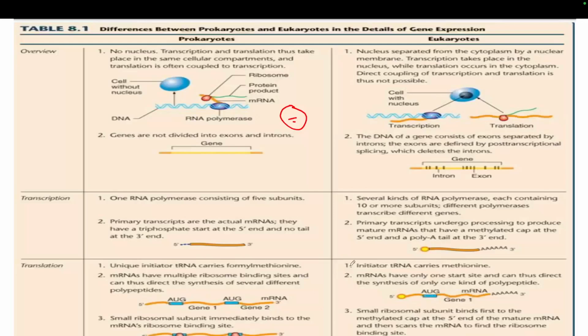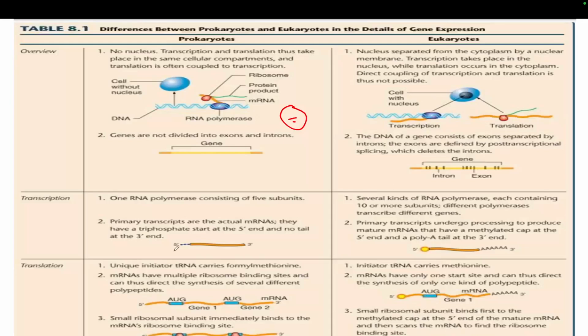Okay, but in case of the eukaryote, the transcription and translation locations are different, so that's why mRNA has only one start site and can direct the synthesis of only one kind of polypeptide chain. And in case of prokaryote, the small ribosome subunit immediately binds to the mRNA ribosome binding site, and in case of eukaryote, the small ribosomal subunit binds first to the methylated cap at the 5' end of the mature mRNA, and then scans the mRNA to find the ribosome binding site.